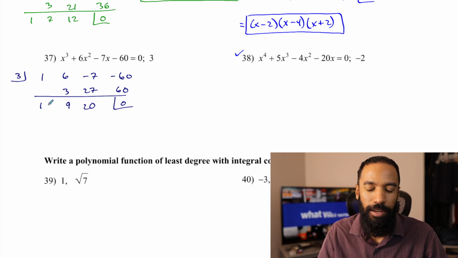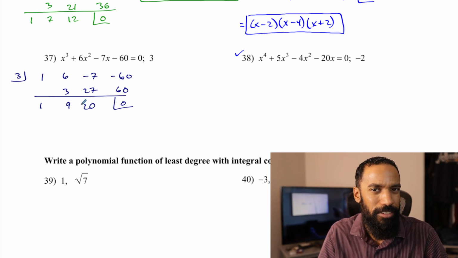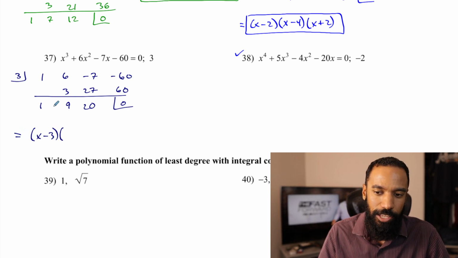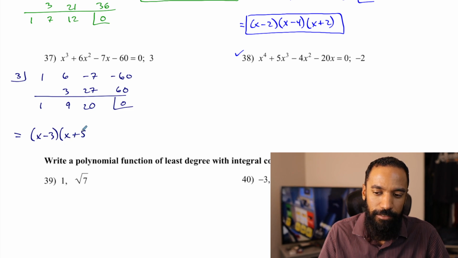This is x squared plus 9x plus 20. So x plus 5 times x plus 4. So x minus 3 is a factor. X squared plus 9x plus 20 is x plus 5 times x plus 4.